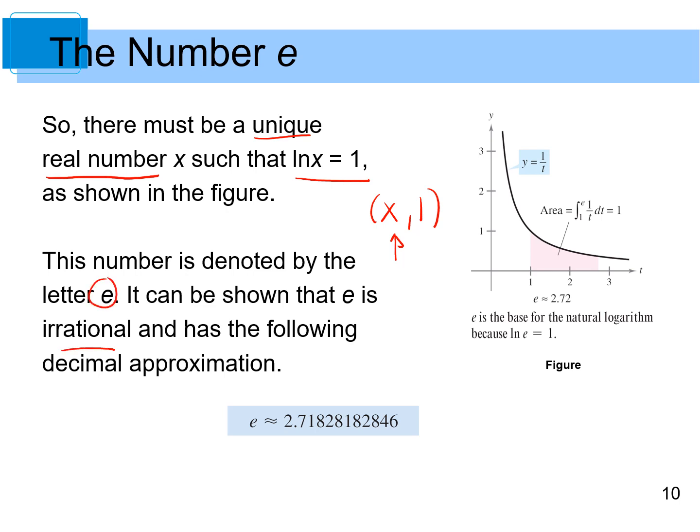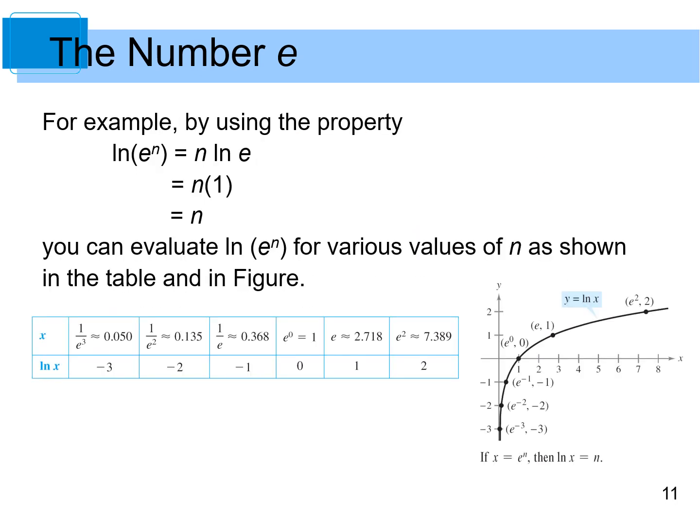It is an irrational number, and it has the following decimal approximation. e is equal to 2.71828182846. Irrational means this is non-terminating. Therefore, for the natural logarithmic function f of x equals ln of x, we have the ordered pair (e, 1). That is, if you substitute e for x in the natural logarithmic function, you will be getting 1.